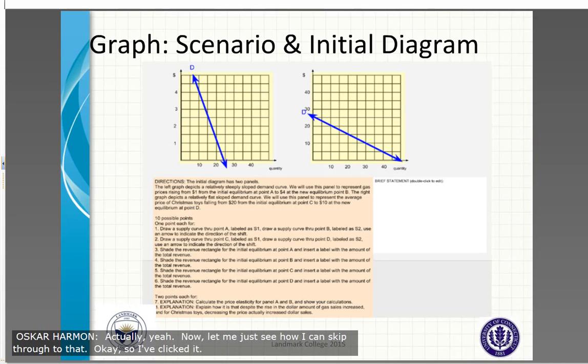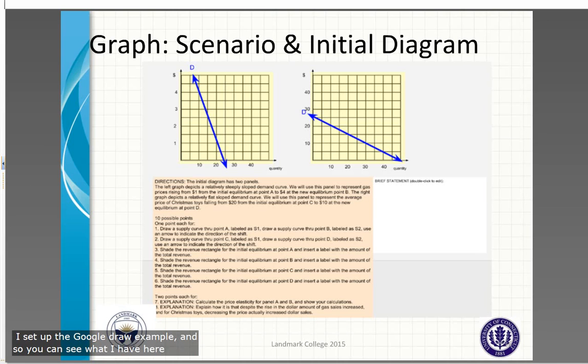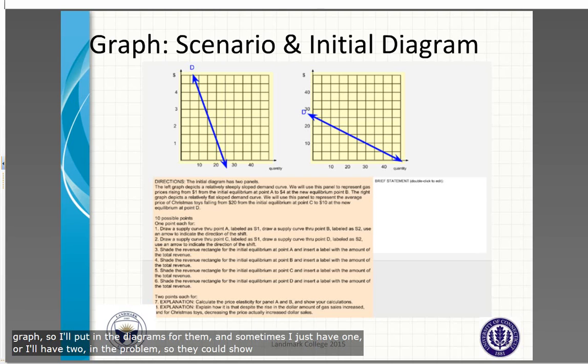Okay, so here is what I have for how I set up the Google Draw example. On the left-hand side, I have a graph, and I'll put in the diagrams for them. Sometimes I just have one or I'll have two in the problem. So they could show a market, the focus firm and the market, or two separate markets. I do give them directions on the problem I want them to do, and then I also give them a rubric or a step-by-step how to tackle this problem. Then I also ask them to write out an explanation about it.